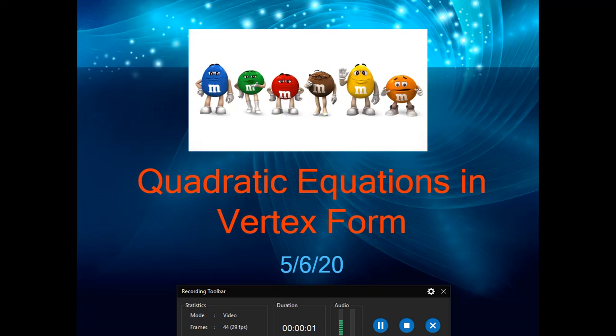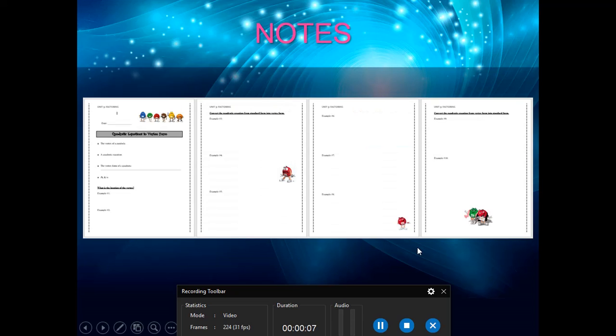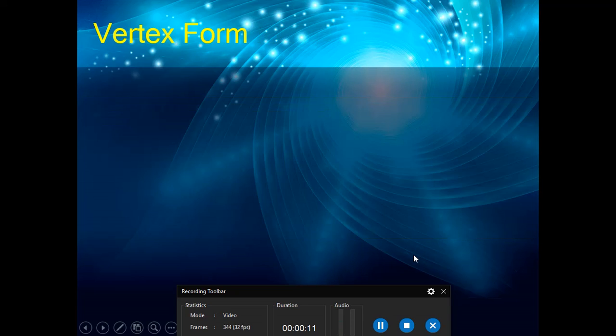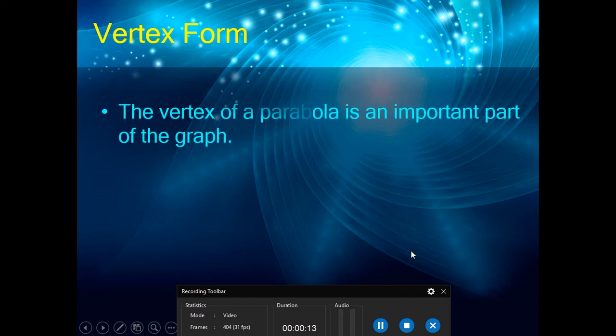Today's topic is quadratic equations in vertex form, and today is May 6th. Our note packet has 4 pages. This entire unit has been focused on quadratic equations.